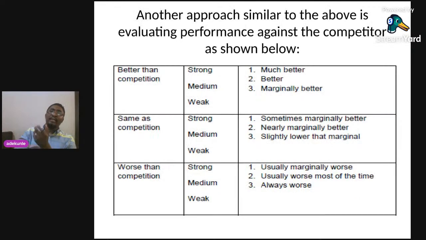on your own side. And of course, in evaluating your performance against your competition, you can ask questions like: are you better than your competition? Better, much better, marginally better than your competition. Or are you the same as your competition, nearly marginally better, slightly lower? Or are you worse than your competition? Usually marginally worse than the rest.